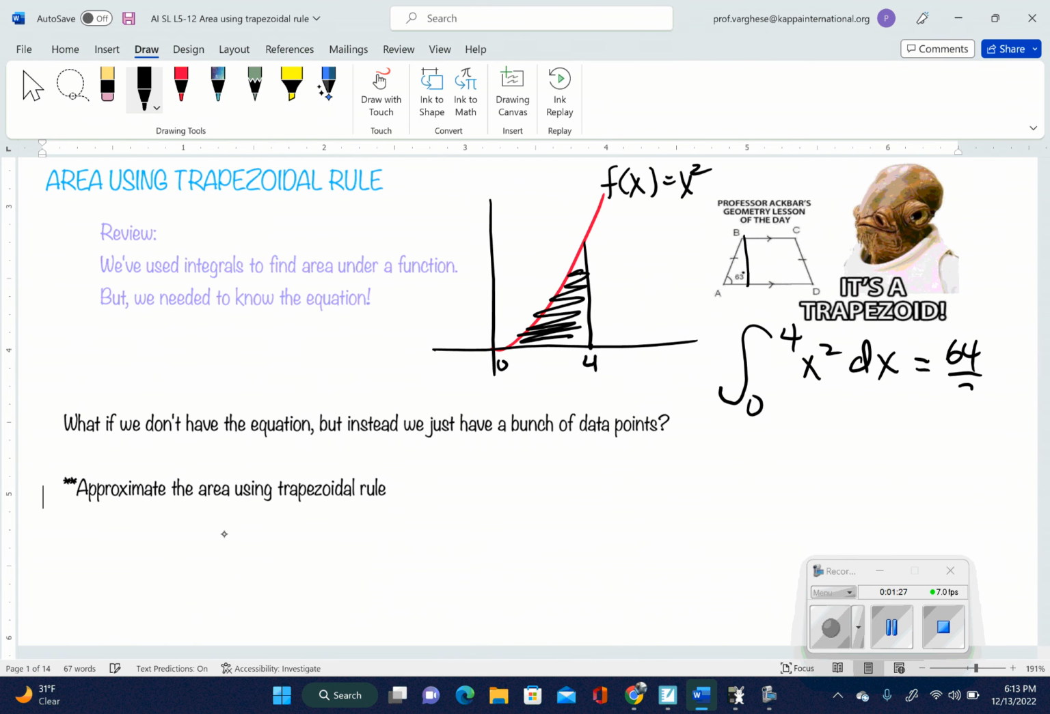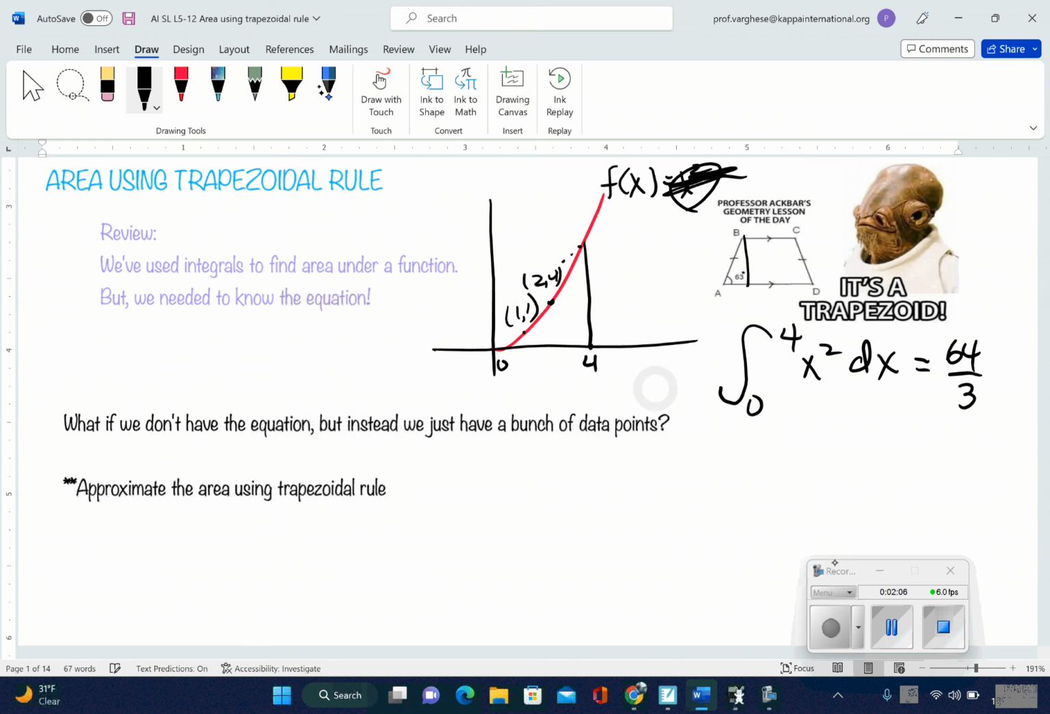Okay, good. So what if you don't have the actual equation? Like here, we're given x squared. What if you don't have that? You just have a bunch of points, right? So if instead I have this point right here, 1 comma 1, and this point right here, 2 comma 4, and so on and so forth. I just have a whole bunch of points. How do you find the area under the curve if you're not given the function?